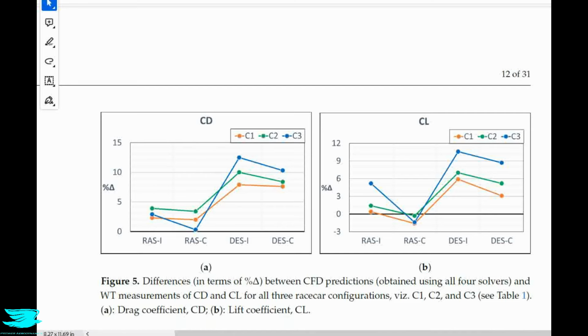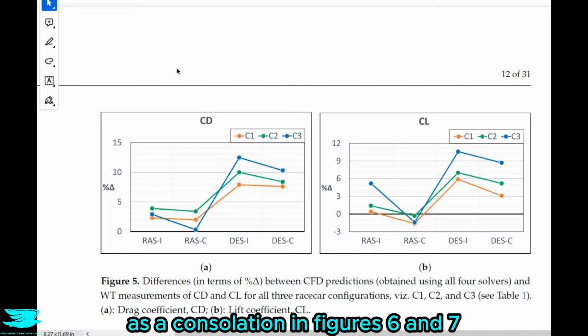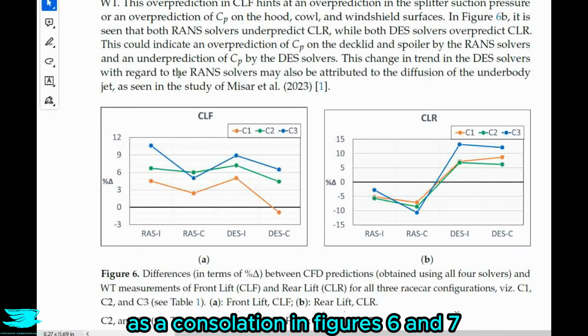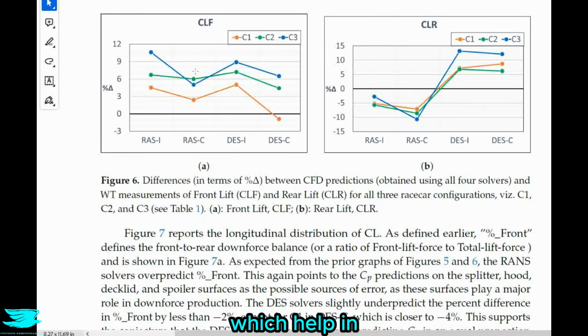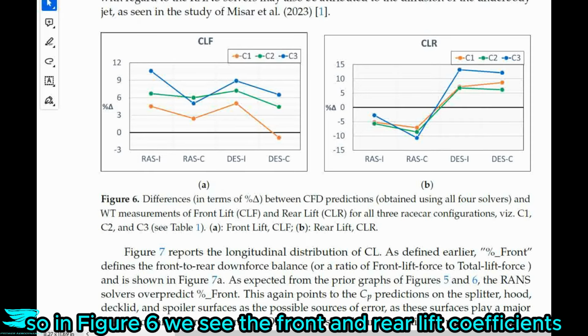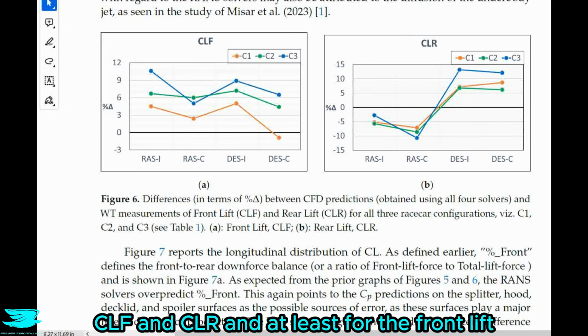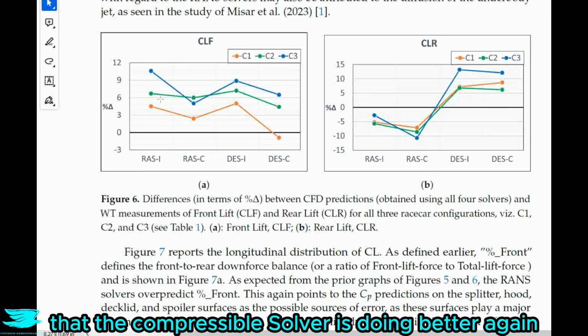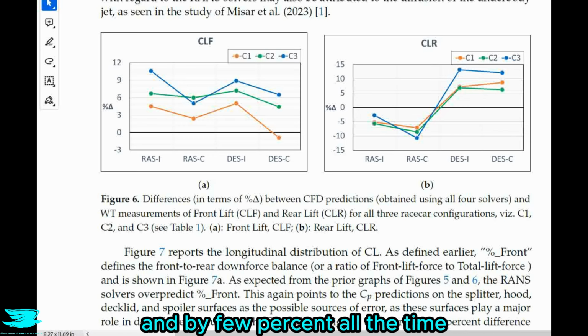As a consolation, in figures 6 and 7, they give more overall values which help in increasing the certainty that the compressible solver is better. So let's go through them now. So in figure 6, we see the front and rear lift coefficients, CLF and CLR. And at least for the front lift, the compressible solver is doing better again and by a few percent all the time.